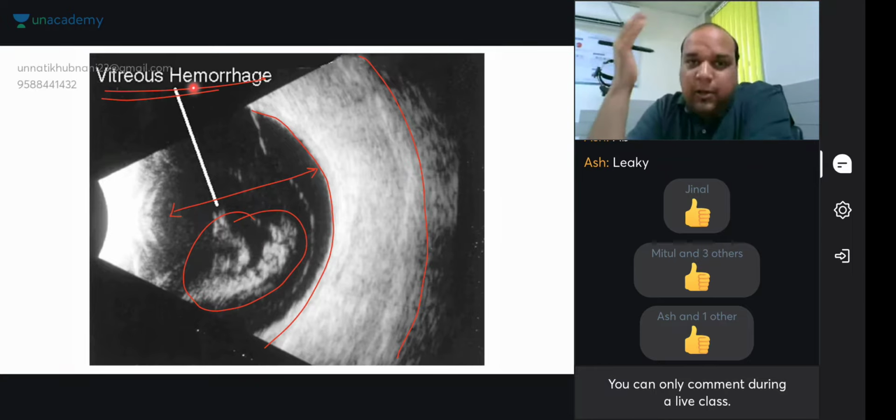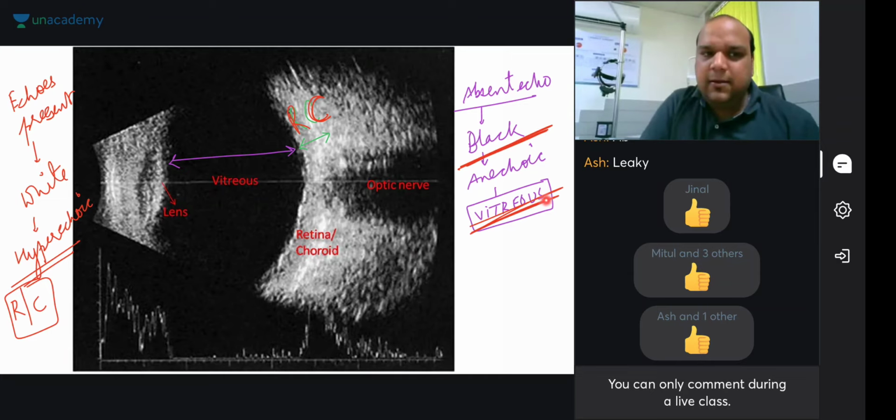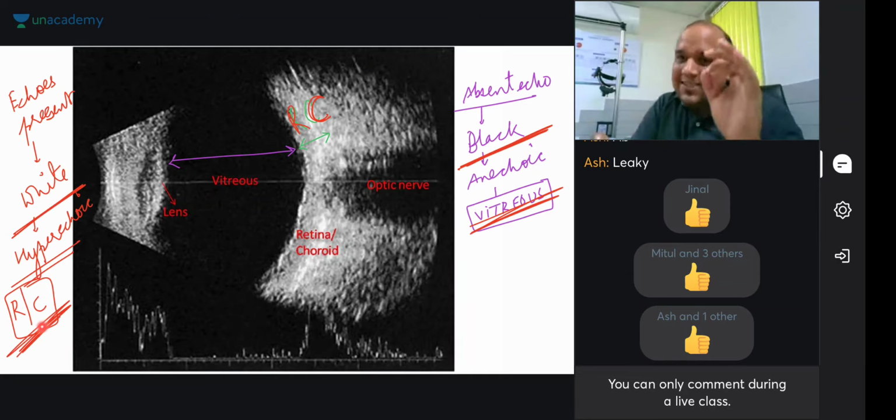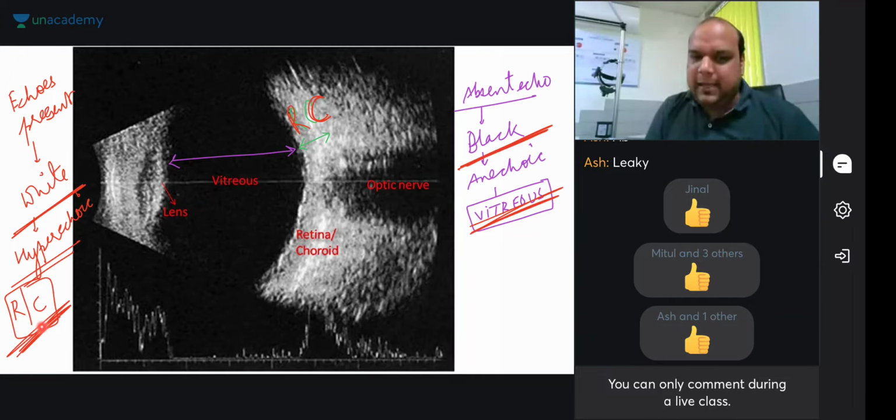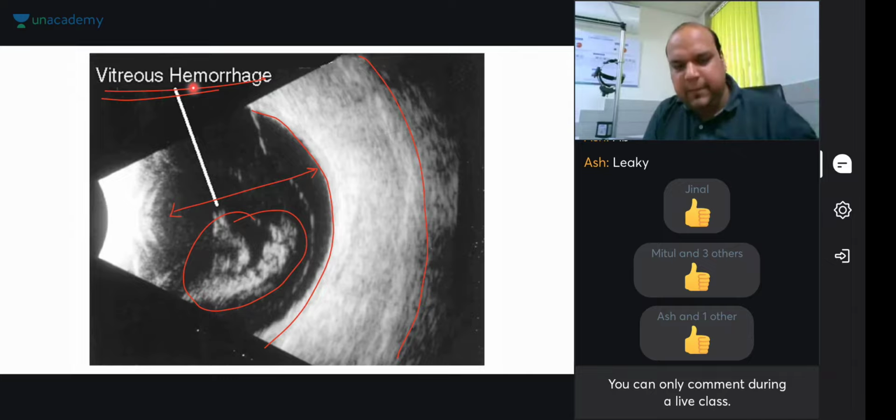That is how we use our B scan. So again, I will be very simple. To remember B scan, please remember black vitreous, white retina, and white choroid. Then just see where the lesion is, whether it is in the retina or the choroid, that is the white area, or whether it is in the vitreous, that is the black area. That's all I want you to be able to do here. Right, guys? Done. Now I move on to my next investigation.